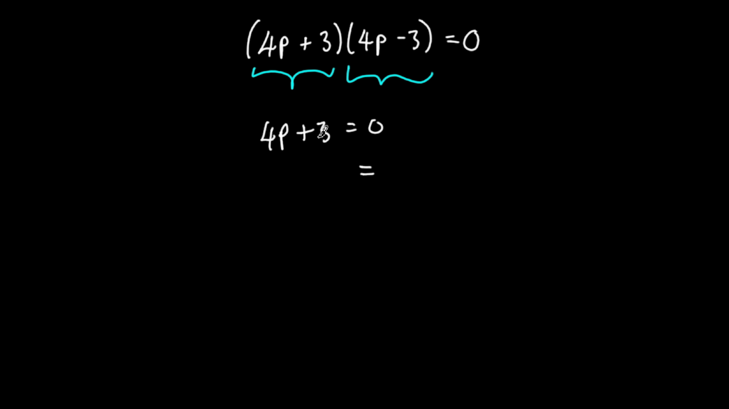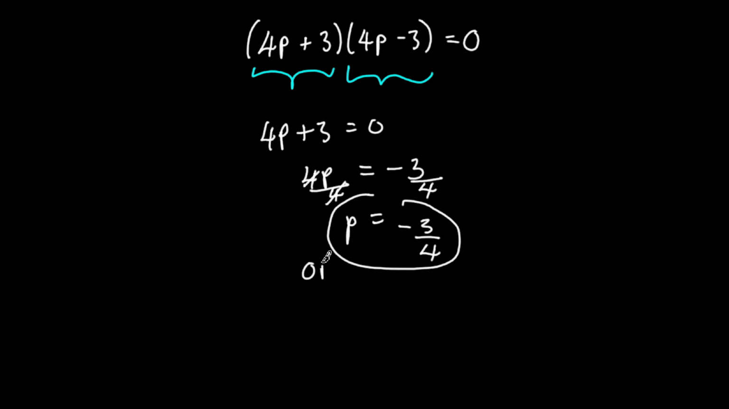So if I bring this positive 3 over to the other side, it becomes negative 3. 4p equals negative 3, divide both sides by 4, that cancels out of that. Divide this side by 4, and I'm left with negative 3/4. Okay, so that's one possibility for p.